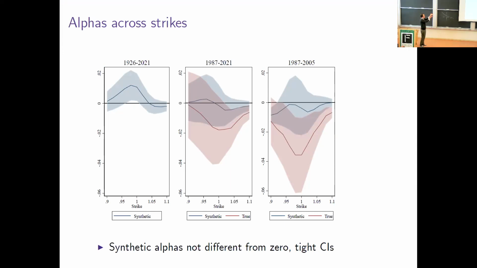But the other thing is that for the synthetic options, no matter which of these subsamples we look at, we don't see any alpha that's different from zero. The shaded area is the confidence band, and it contains zero essentially all the time.